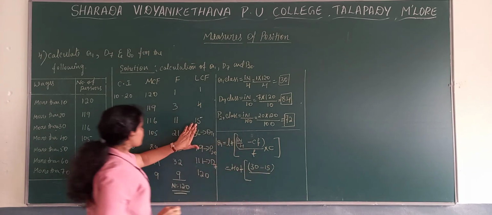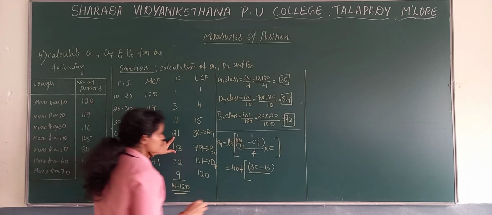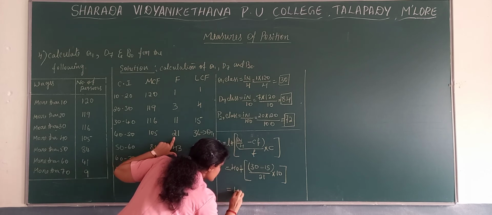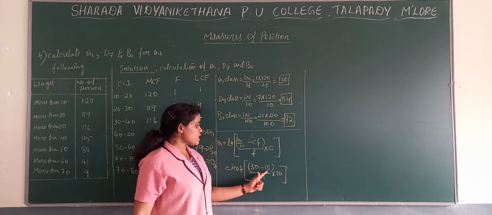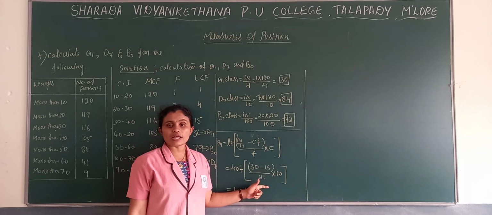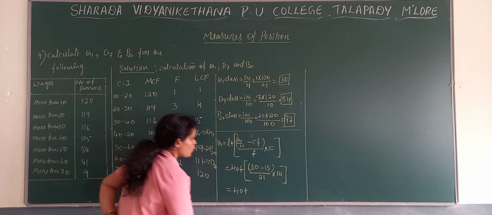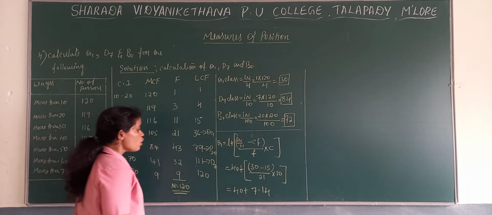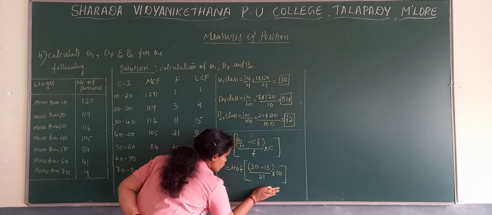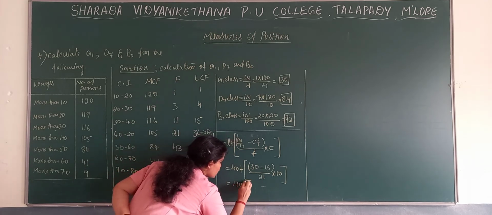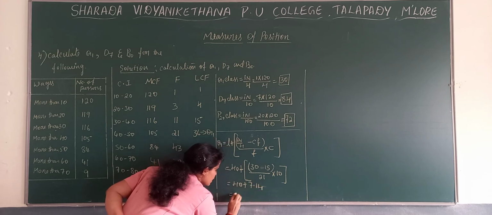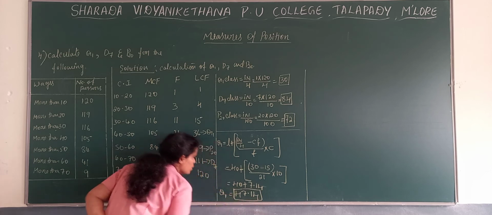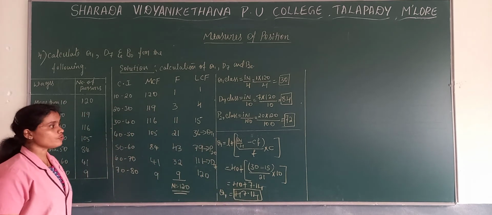15 divided by the frequency of the class. Frequency of the class is 21 and width is 10. We know that width is 10. Now 30 minus 15, 15 into 10 divided by 21, we get 7.14. Now 40 plus 7.14, we get 47.14. This is our Q1 value. The value of Q1 is 47.14.